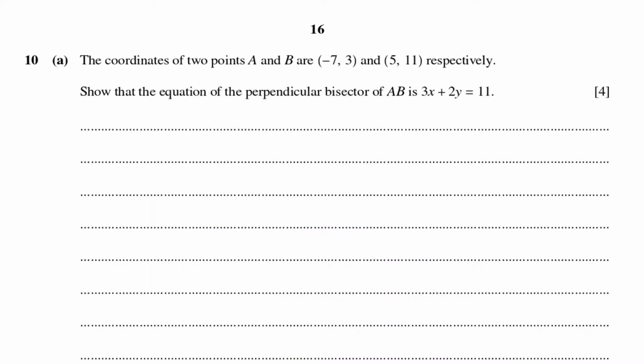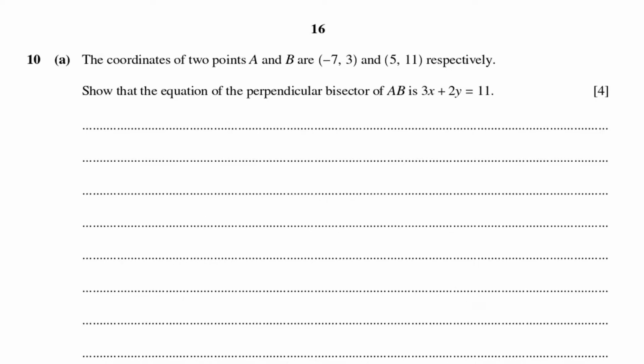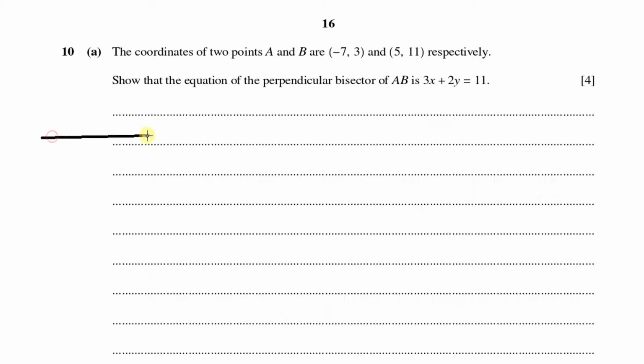Question number 10. The coordinates of 2 points A and B are -7, 3, and 5, 11, respectively. Show that the equation of the perpendicular bisector of AB is 3x plus 2y equal to 11. So here we've got 2 points, A and B. And we want to find the equation of the perpendicular bisector, which is a line that divides the line into 2 equal parts. So this here is the perpendicular bisector.